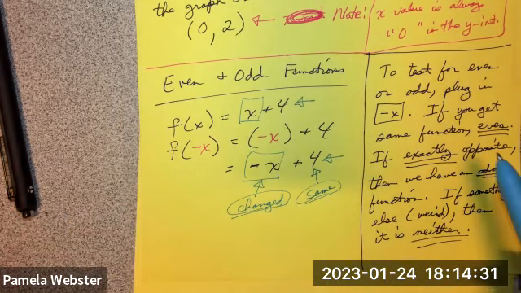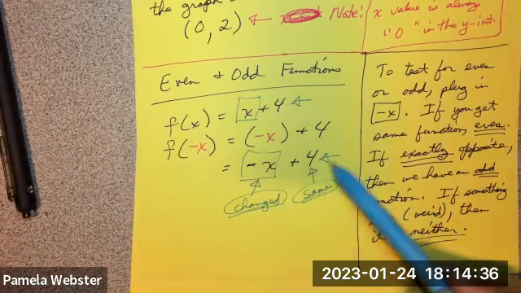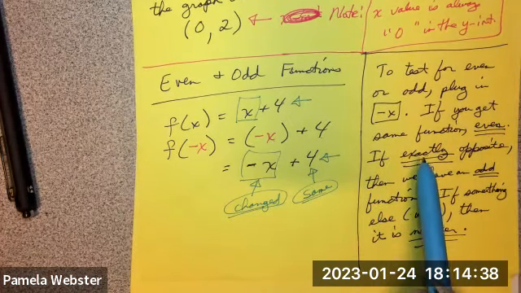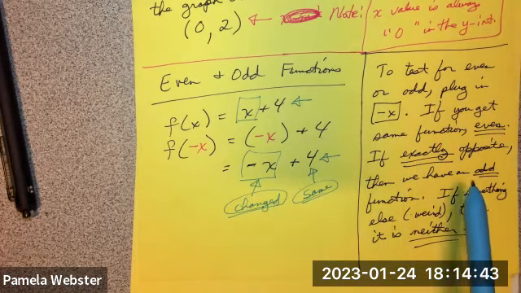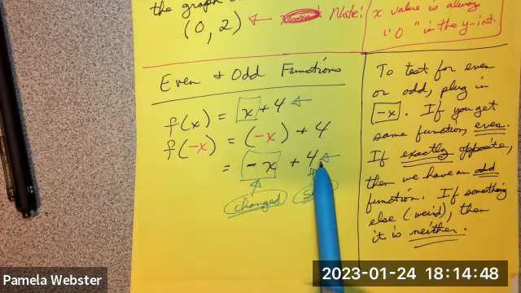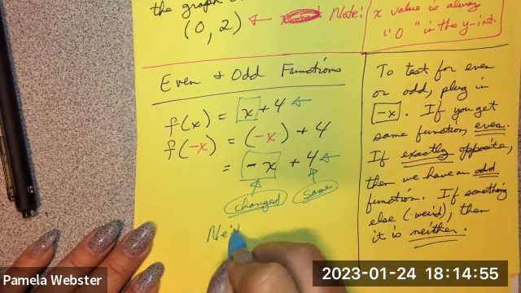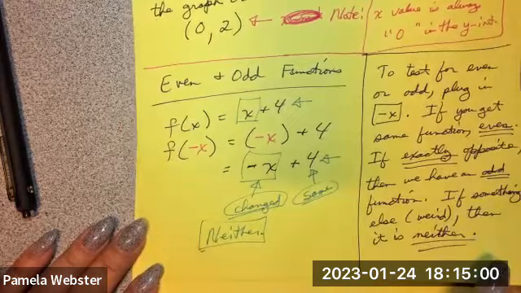So go back and look. If you get the same function, which is what happened here with the plus 4, that part is even. If you got the opposite function, which is what happened here with the x, that part is odd. But for my entire function, I got one change and one same. So that's something else, something weird. This one is a neither. So that's how I'm going to determine what I've got here. And we'll come back to how I know in a second.